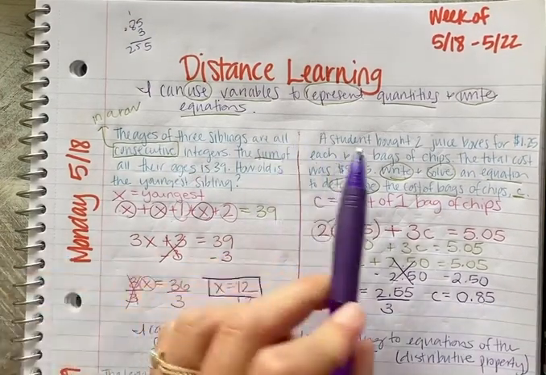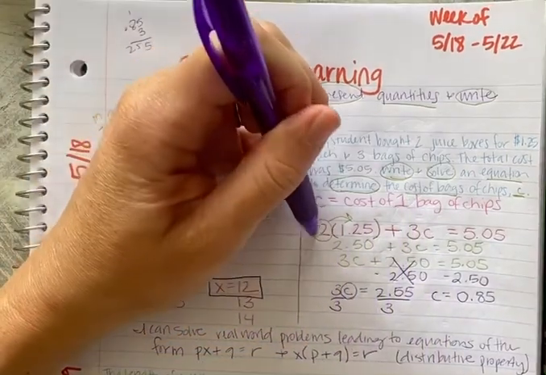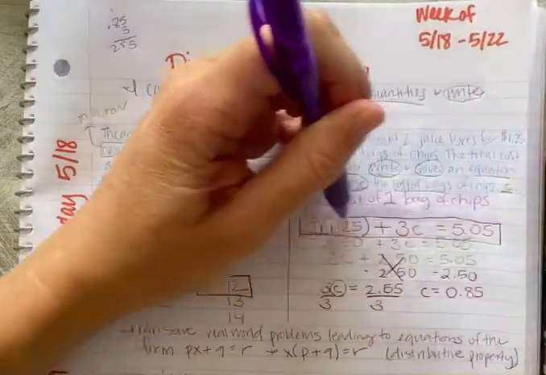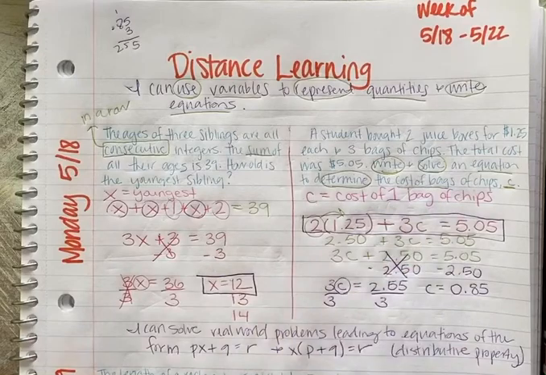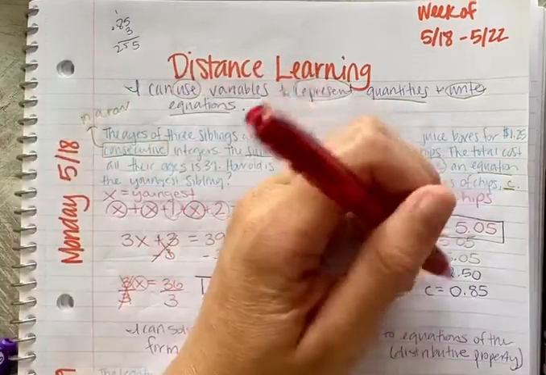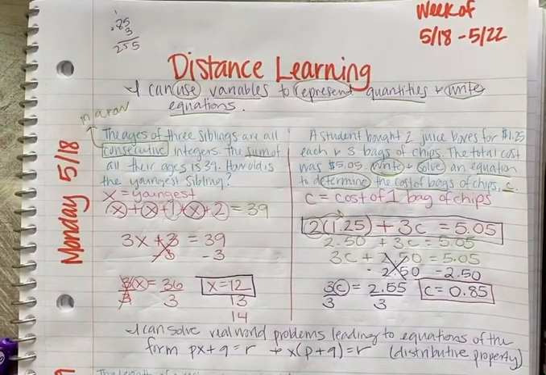Is that what it asked us to do? Well, it asked us to write an equation. Here's our equation that we wrote. And then I solved the equation to determine the cost of a bag of chips. Yes, I did. The cost of a bag of chips is 85 cents. Okay, and that is how we do that.